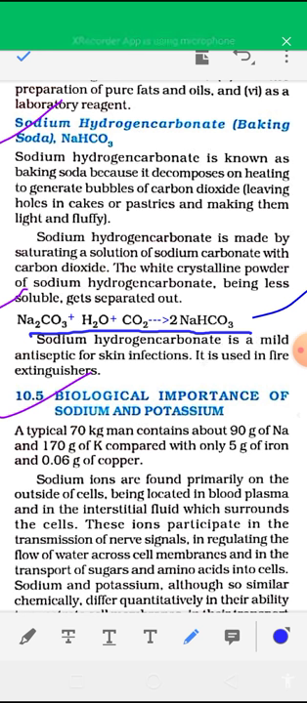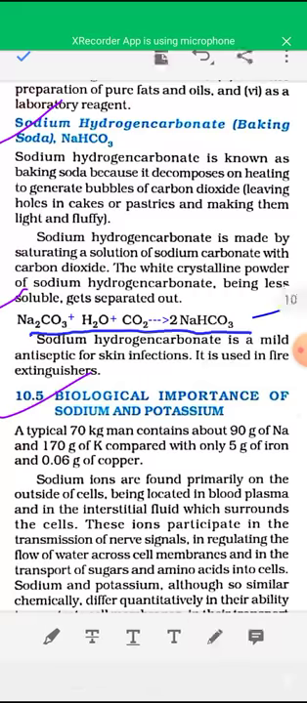So you can prepare baking soda, NaHCO3, from sodium carbonate when sodium carbonate solution reacts with carbon dioxide. Sodium hydrogen carbonate, baking soda, is a mild antiseptic for skin infection, and it is used in fire extinguishers.